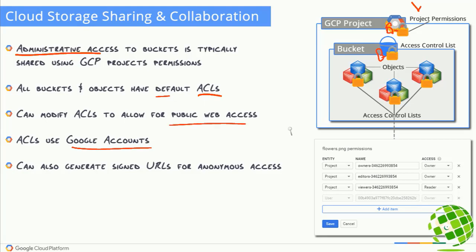We can also expose our objects publicly by using a special scope identifier known as all users. So we can put that in the name when we define our ACL. And there's also a checkbox in the web UI that will do that for you.